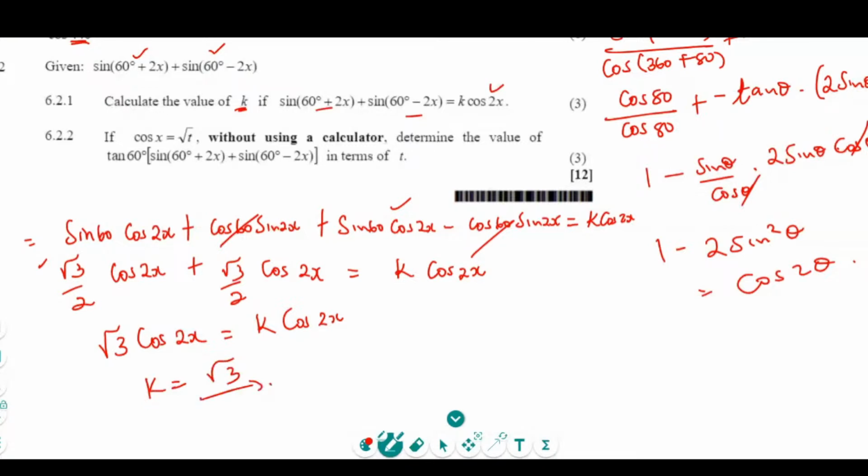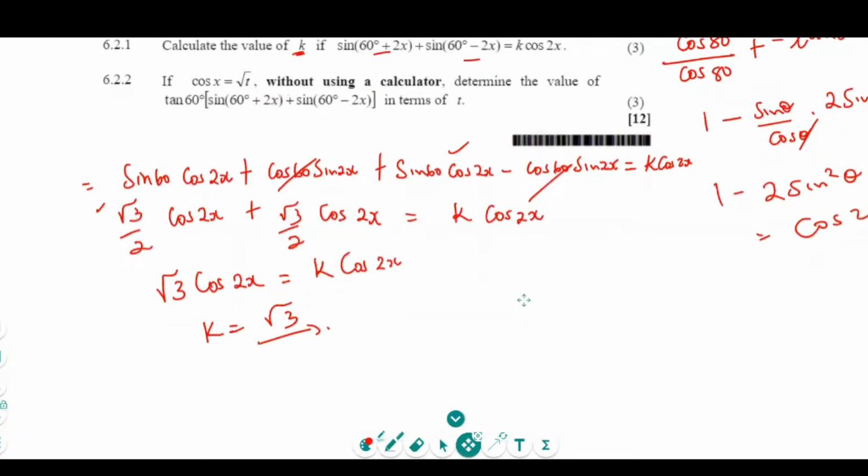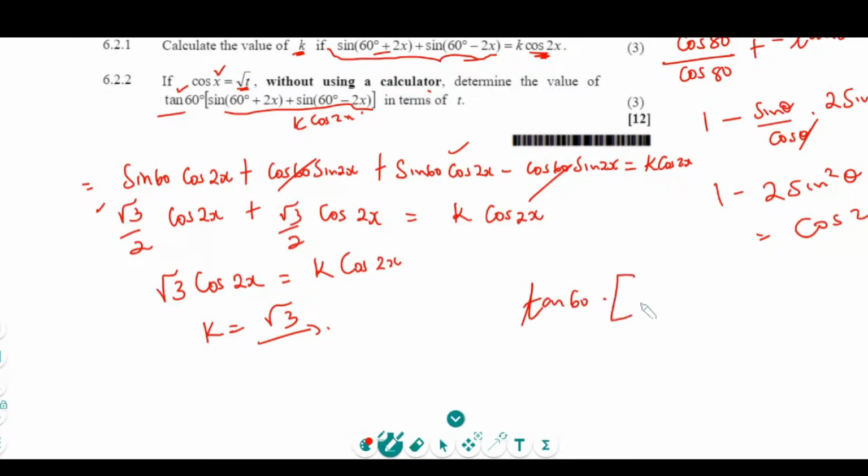Okay. Then 6.2.2, they're telling us that if cos x is the square root of t, without using a calculator, determine the value of tan 60 times this whole thing that we have, in terms of t. So since we say that sine of (60 plus 2x) plus sine of (60 minus 2x) is the same as this, I'm going to replace this whole thing by k cos 2x. Okay, so I'll have my tan of 60 times my k, which is root 3, and the cos of 2x.